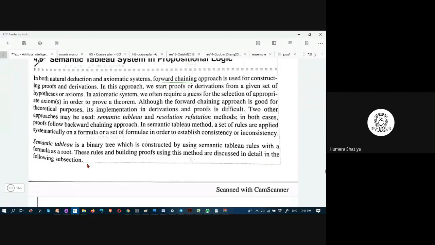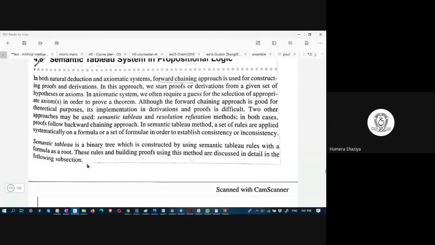Forward chaining is good for theoretical purposes. Its implementation in a computer system is difficult. How can an AI system make a guess about which axiom to apply and when modus ponens is to be applied? That is quite difficult. Therefore, other approaches have been proposed. They are semantic tableau and resolution refutation. And these two approaches are based on the concept of backward chaining.